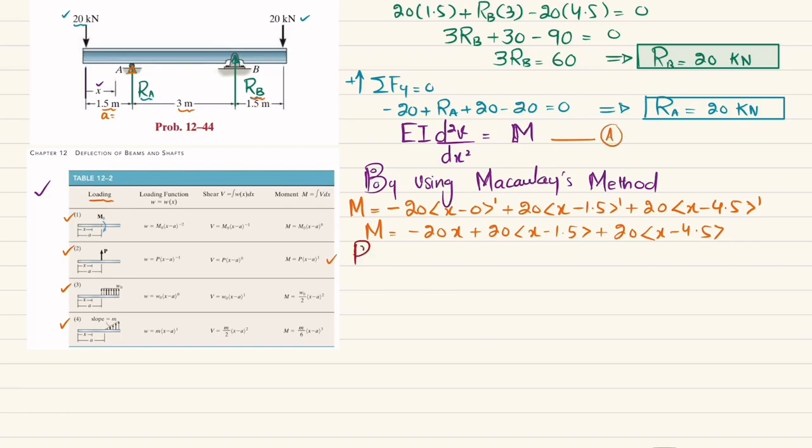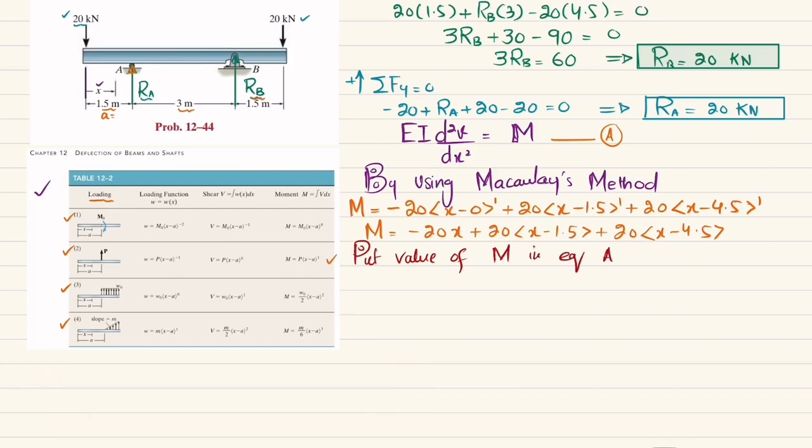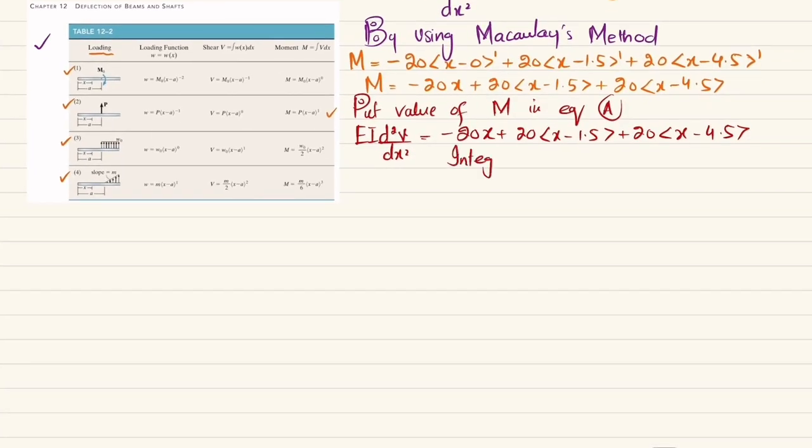So put the value of M in equation number A. We will get EI into d square V over dx square equal to minus 20x plus 20 into x minus 1.5 plus 20 into x minus 4.5. What we will do is integrate this equation.